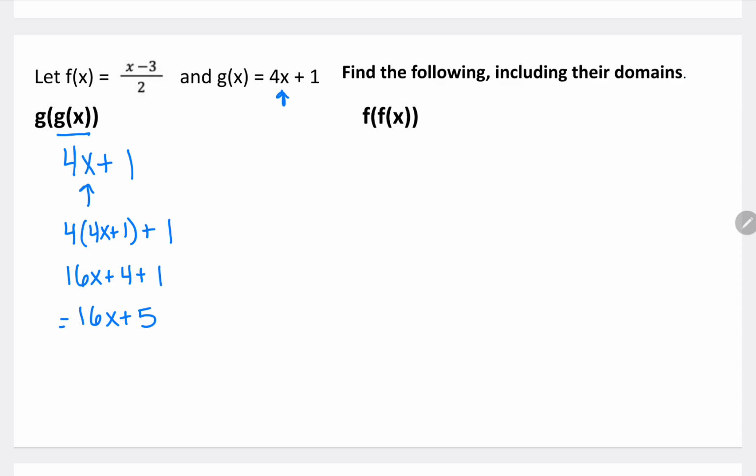We had no x's in the denominator. We had no even roots. So our domain is all real numbers.